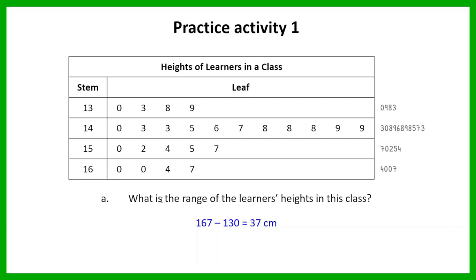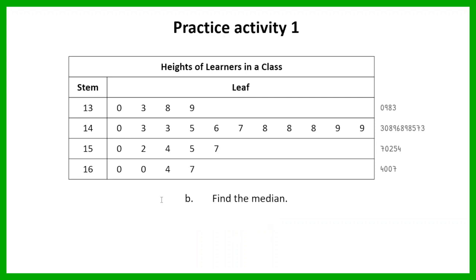Okay, then question B, find the median. Now, first of all, we need to know where the median is going to be in this data. So let's find out how many data values there are altogether. There's 1, 2, 3, 4, 5, 6, 7, 8, 9, 10, 11, 12, 13, 14, 15, 16, 17, 18, 19, 20, 21, 22, 23, 24. So there are 24 values altogether. So to work out the position of the median, I'm going to take 24 and add 1, and then divide by 2.